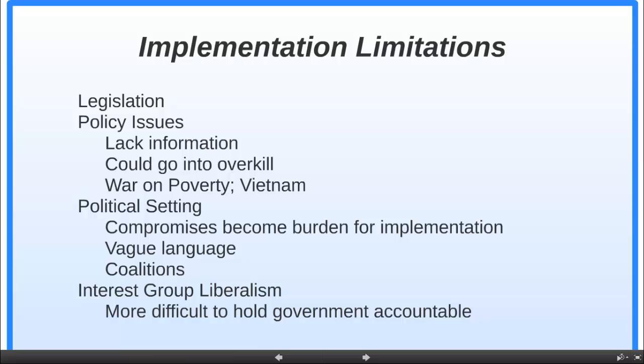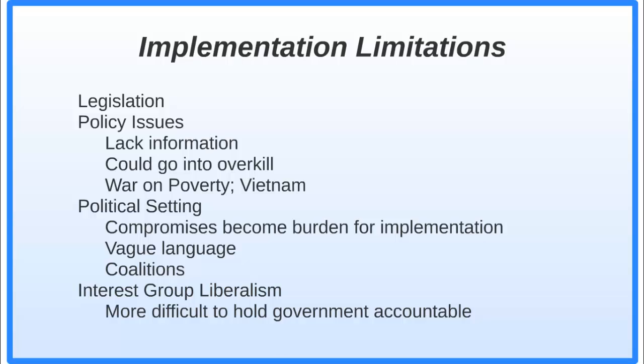Implementation issues. What makes it hard to implement good policy? First, we have the basic legislation. It may be too complex. It may be too narrow. It may be too broad. It may be contradictory. It may be redundant. It may be a lot of things. It may be something the legislature didn't really believe in. They just kind of passed it to pass something. It may be policy issues.